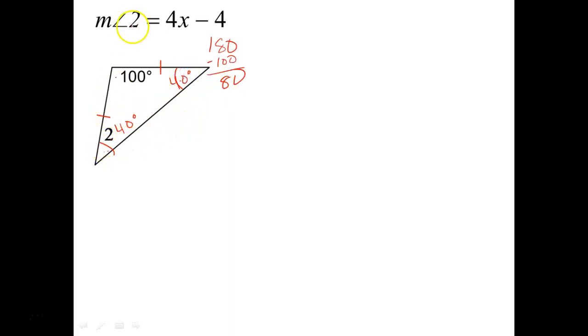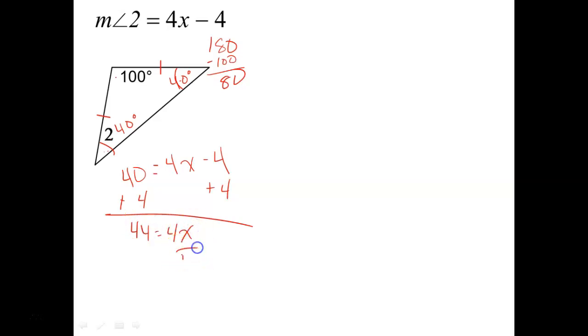So it tells me that angle 2 is 4x minus 4. Angle 2 is 40 degrees, so you're going to solve 40 is equal to 4x minus 4. And then you solve for x. You add 4 to both sides because you're trying to get x by itself. You get 44 equals 4x. Divide both sides by 4. x equals 11.